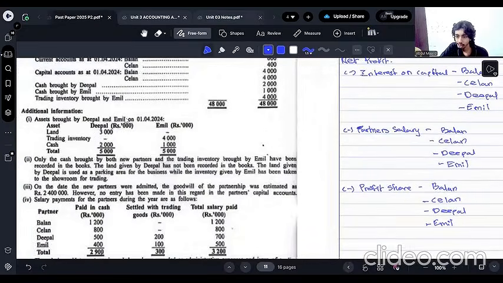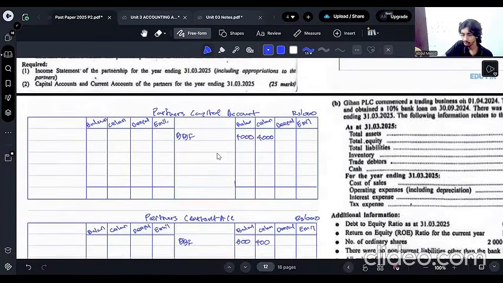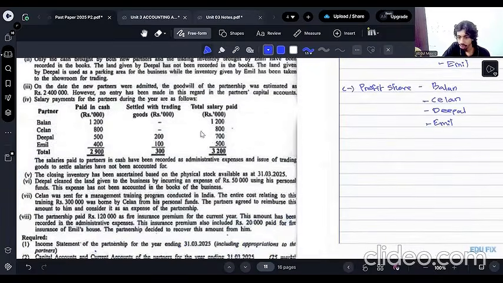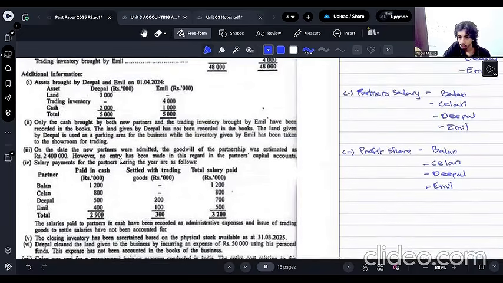Then the assets brought by Deepal and Emil on 1st of April 2024. Deepal has brought land of 3 million, Emil has brought trading inventory of 4 million, and both have brought cash of 2 million and 1 million. So then you're going to say land. For trading inventory, you will debit it to purchase account, purchase and cash.